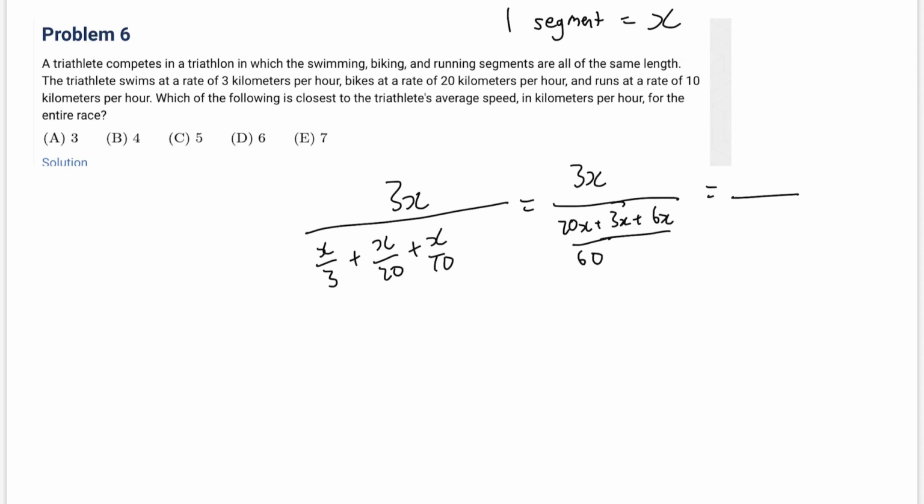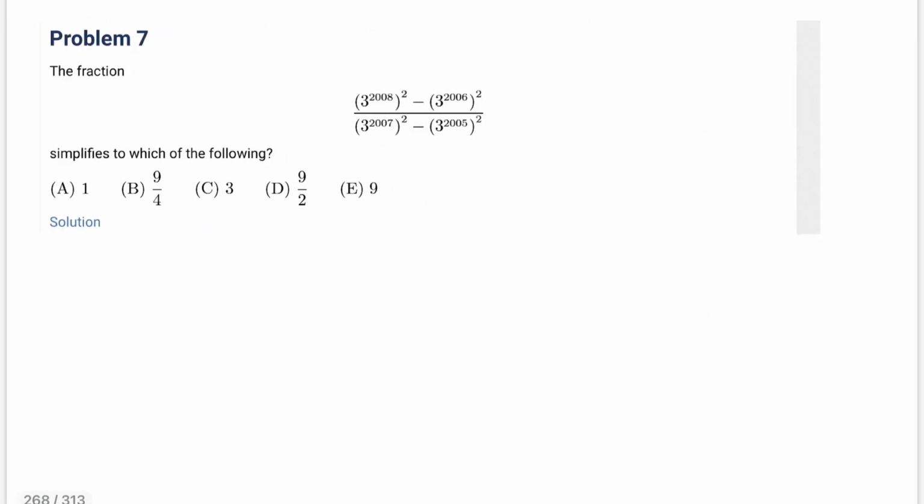This equals 29x over 180, right? So the average speed is 3x divided by that, which is 180/29, which is close to 180/30, right? So it's 6. The answer is 6. It's D.